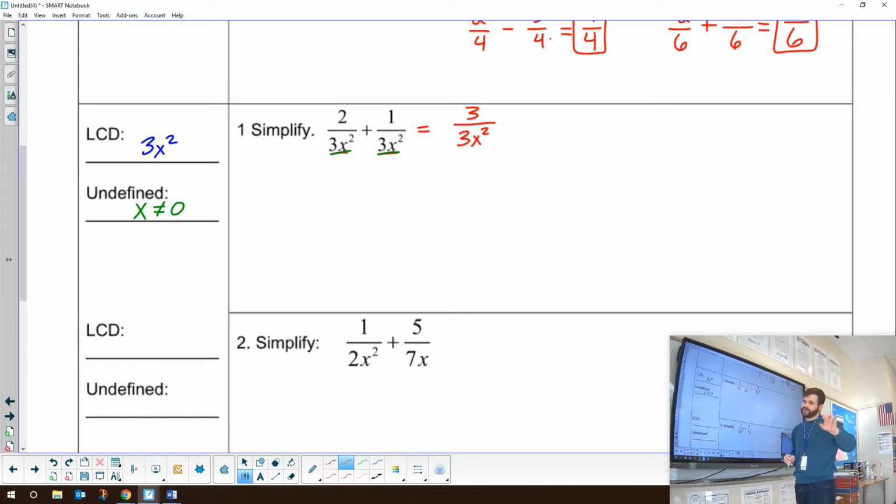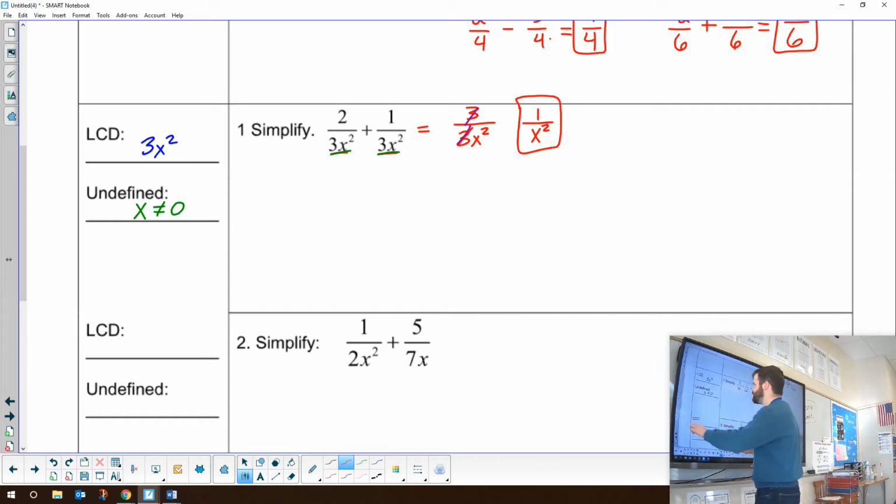Now, if we get to this point and there's a way to simplify, we're going to simplify it. So we added across the top. We did not add the bottoms. And we got 3 over 3x squared. Now, if you'll notice, hey, this can simplify. Doesn't always. In fact, most of the time it doesn't. But in this case, it does. So I can cancel these two 3's out. And so we're just going to have 1 over x squared as my answer.